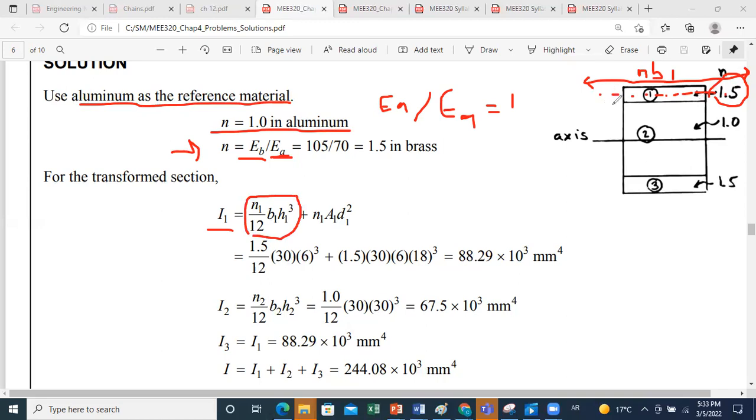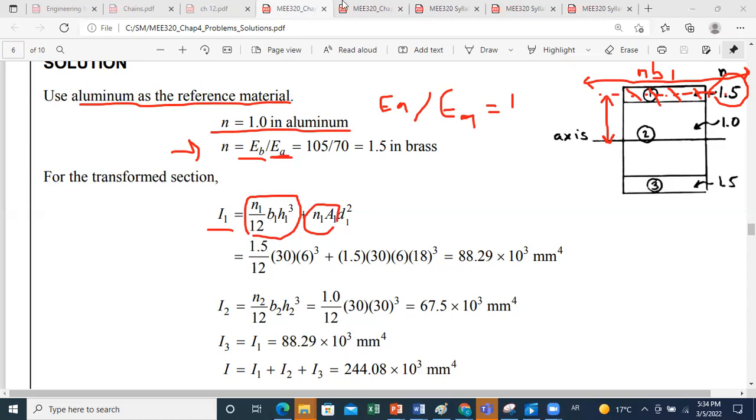Since we are interested in the inertia about the neutral axis, we should apply the parallel axis theorem, and then we should add the area of this part, which is n1 times the original area. So the original area is multiplied by n1 times d1 squared, which is the distance between the axis passing by the centroid of area 1 and the neutral axis.